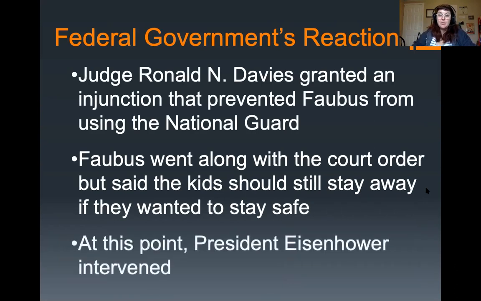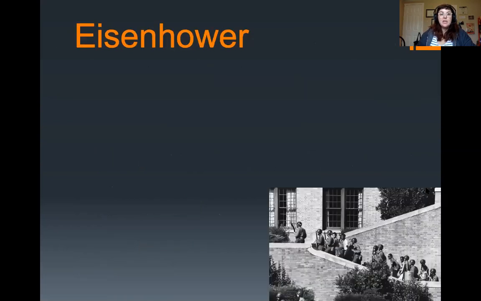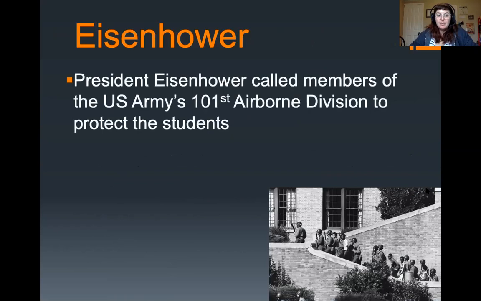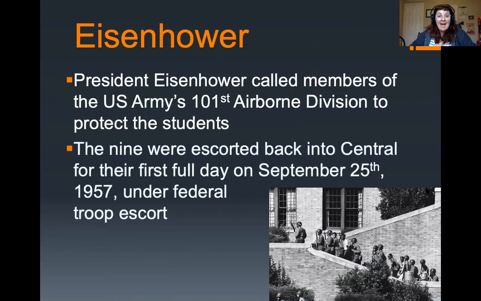And at this point, the president, who is at this time President Eisenhower, intervenes. Remember, because it's the president's job to enforce the laws. So Eisenhower calls up members of the U.S. Army's 101st Airborne Division, which is one of the most prestigious divisions of the military, to protect the students and to escort them into Central High School. And they are escorted back into the high school for their first full day on September 25th, 1957, under federal troop protection. So you can see here in this picture, these are Army soldiers, professional soldiers with guns, escorting teenagers to go to class, right?